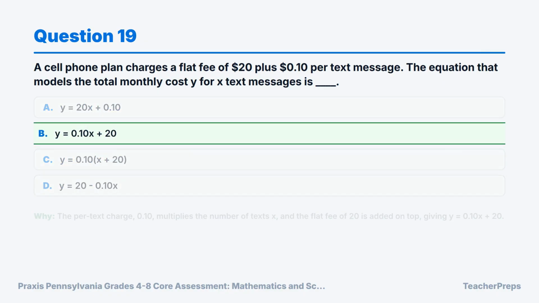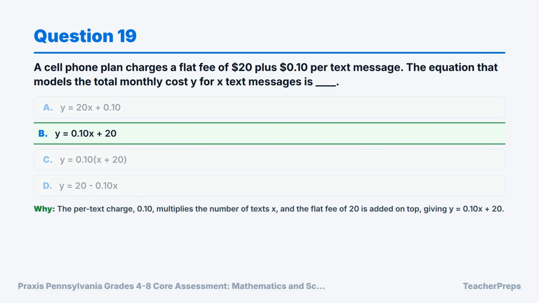The correct answer is B, y equals 0.10x plus 20. The per text charge, 0.10, multiplies the number of texts x, and the flat fee of 20 is added on top, giving y equals 0.10x plus 20.